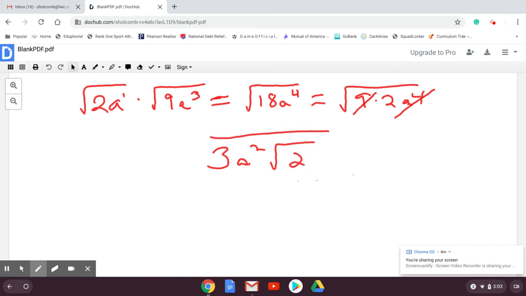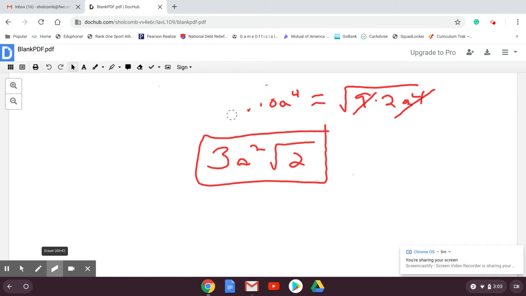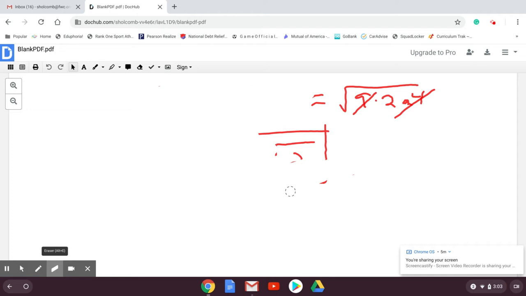That is a fully simplified problem right there. All right, so that leads us to dealing with division. And division is where these problems can be at least more difficult because there's some involved steps. Let me erase this.